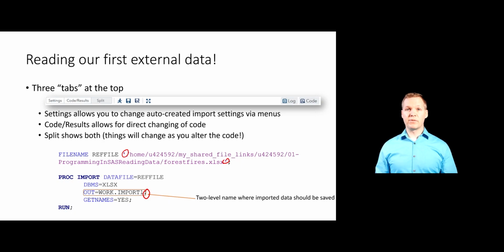So this is using a two-level name to access the work library, which is perfectly reasonable, but we're still going to lose this data whenever we close SAS because it's going into the work library. So that ends our proc import statement.